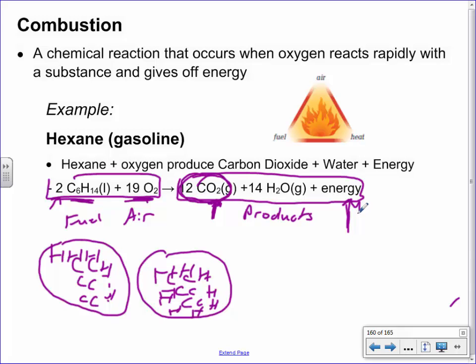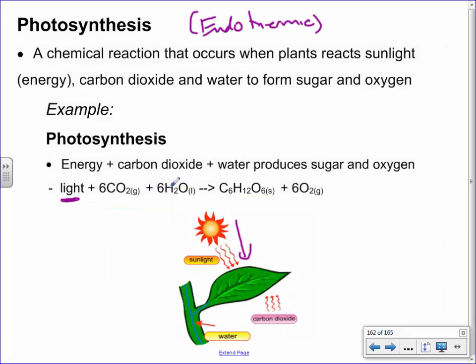If energy is a product, it's exothermic. But if you need some sort of energy to get this reaction going, like light right here, that's what makes this endothermic. So this is actually what plants do. Plants take light and carbon dioxide from the air, and you also have to water a plant. If you don't water a plant, it doesn't work. And what a plant does is it makes this molecule right here, which is basically a sugar. And that sugar is what makes the plant grow, because it feeds on that sugar.